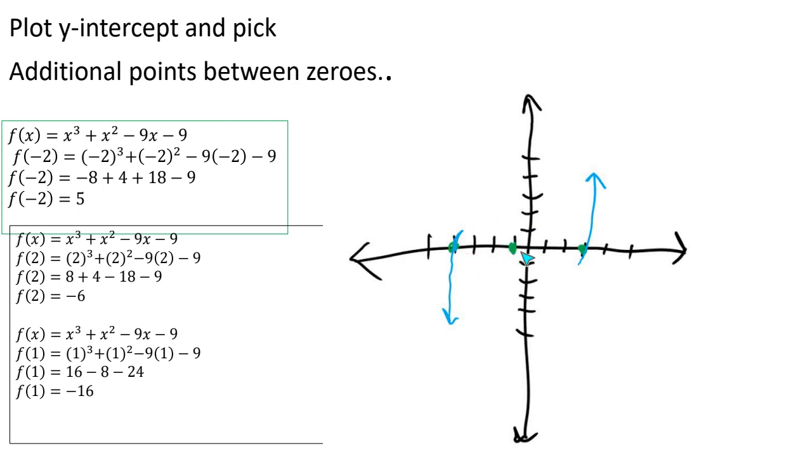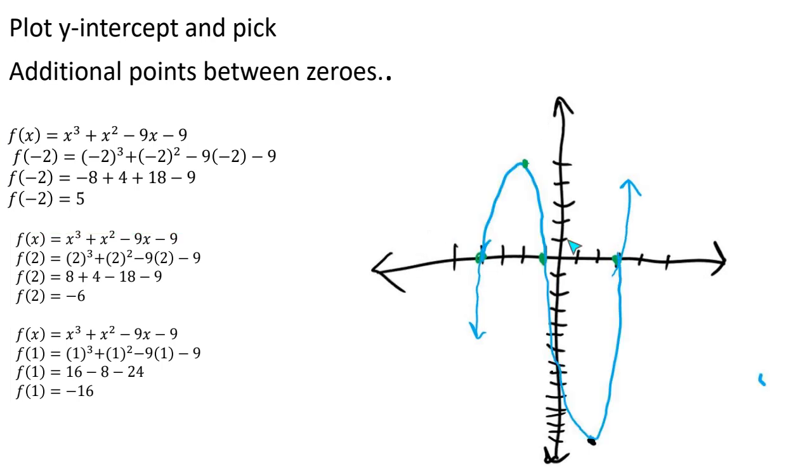Some of the best points to pick would be x = 1 and x = 2, and x = -2. Okay, so I have them listed here. When x is 2, we plug it into the equation and we get -6. When x is 1, we plug it into the equation and we get -16. So when x is 2, we got a -6, and when x was 1, we got a -16, so somewhere down here. And when x is -2, we got a +5, so up here. Then we can connect our dots. Again, this graph should really be going through x equals -3.